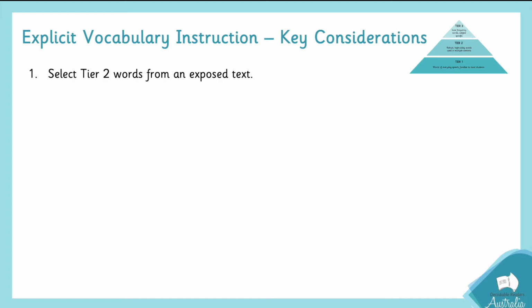The first key consideration is to select Tier 2 words from an exposed text. It's important when selecting those tier 2 words and pre-planning that those words are selected from exposed text that students have been read to or that they are reading. Now, you may not realise, but Decodable Readers Australia actually incorporate vocabulary tier 2 words into their text.